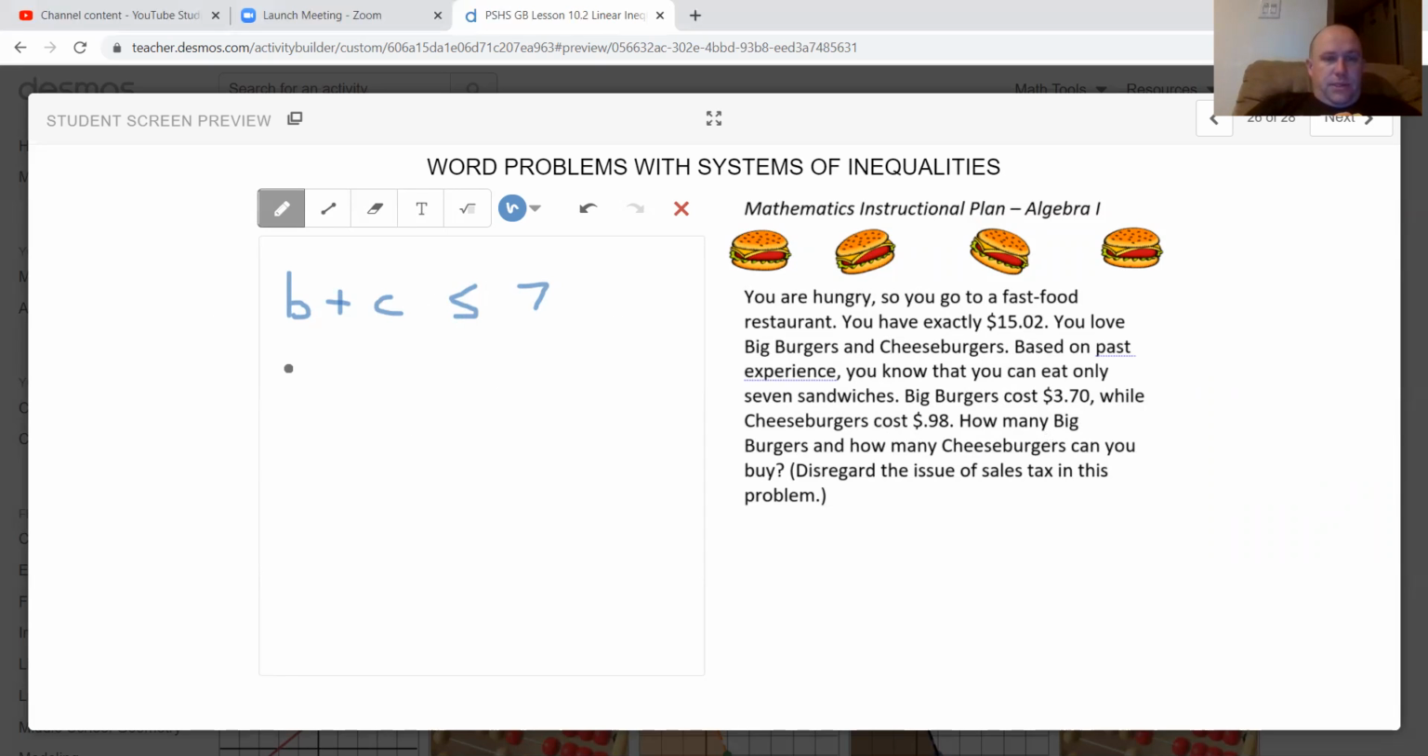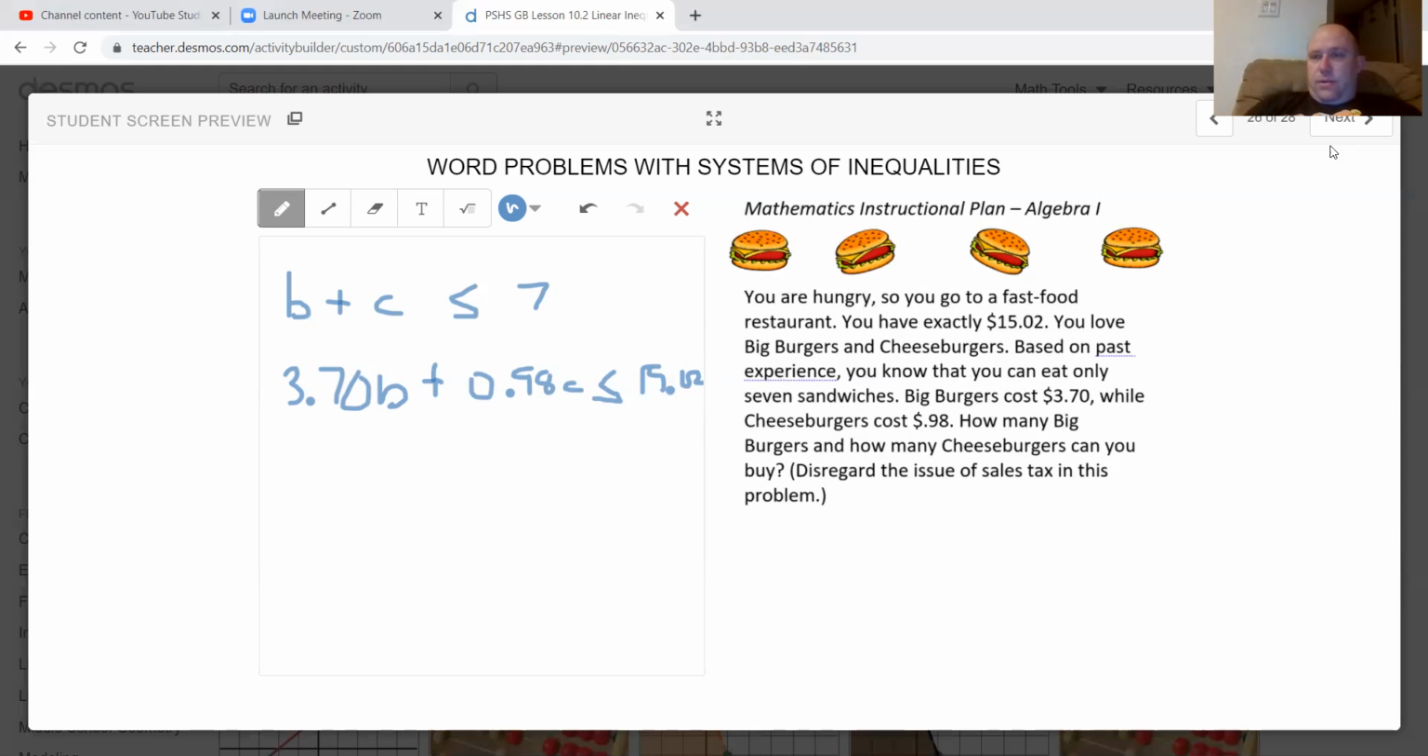We know the big burger costs $3.70. So $3.70 B plus 0.98 C. And it tells us how much money we have as well. We only have $15.02. So that's the most we can actually spend for this. So this has to be less than or equal to $15.02.